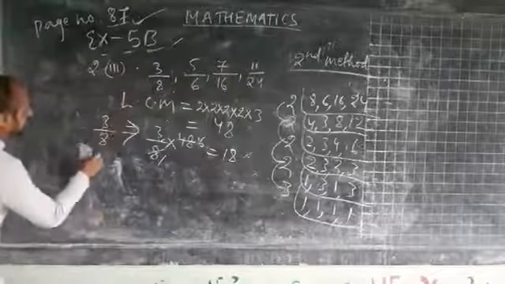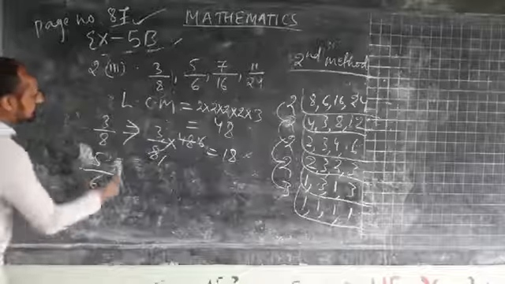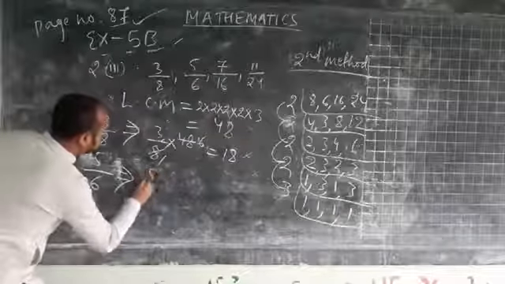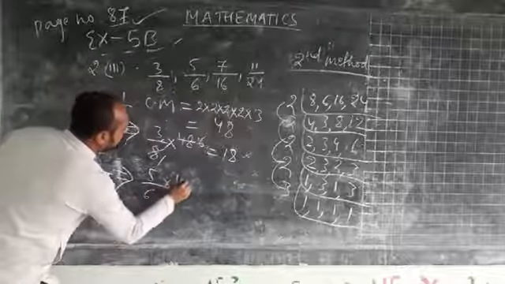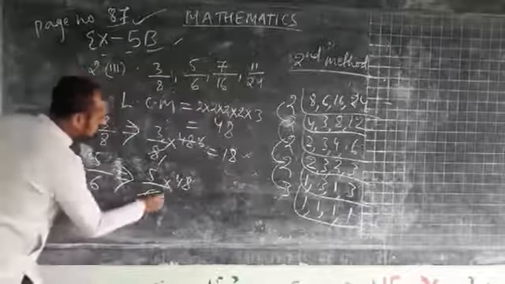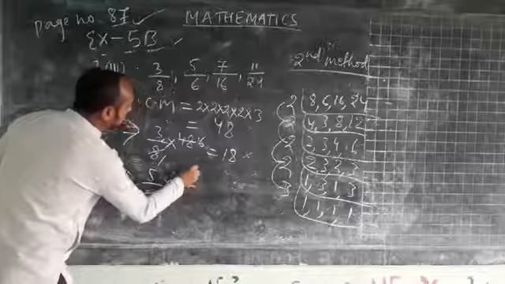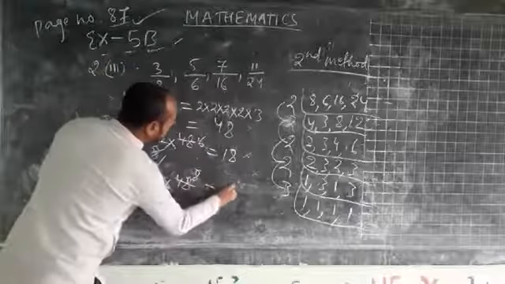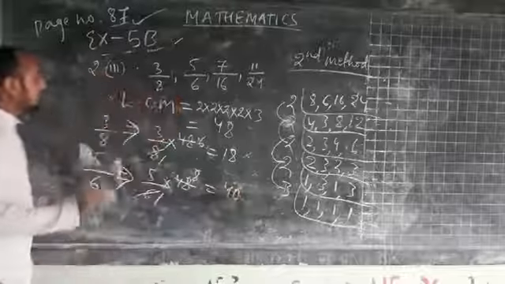Similarly we will do for the second one, 5 by 6. So for this 5 by 6 also we will do the same thing. 5 by 6 into 48. So 6 1s are 6, 6 8s are 48. Now we have 5 into 8. So 5 into 8, 8 5s are 40.